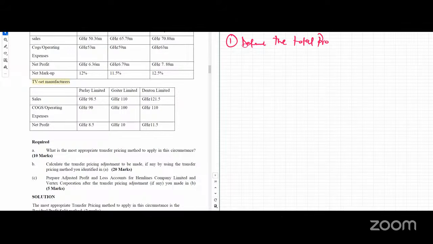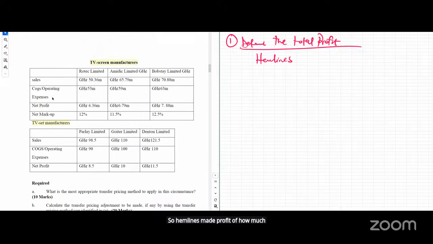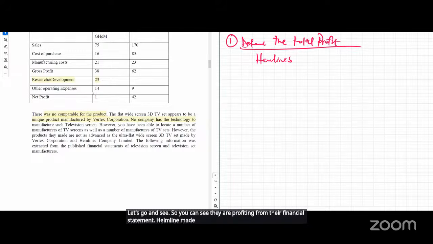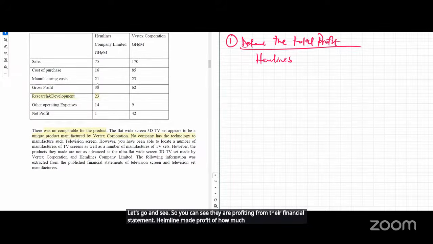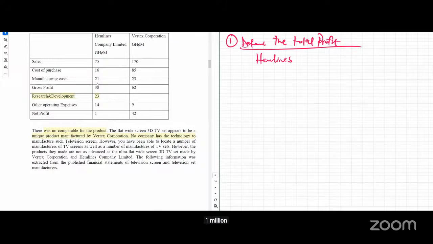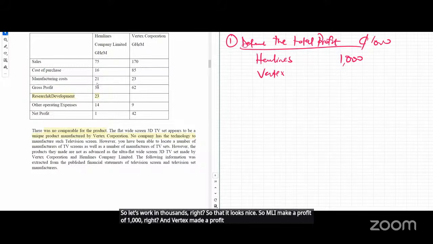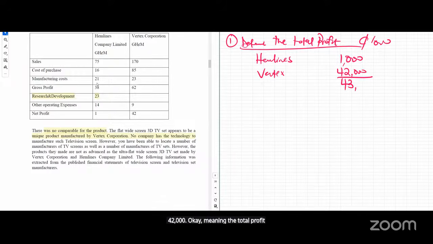Don't know what I taught you? Yes, sir. So what's the total profit? So Hemline made a profit of how much? Let's go and see. You can see their profit from their financial statement. Hemline made a profit of 1 million. Let's work in thousands so that it looks nice. So Hemline made a profit of 1,000. And Vertex made a profit of 42,000. Okay, meaning their total profit was 43,000. Good. So we've gotten their total profit. That's my first step.